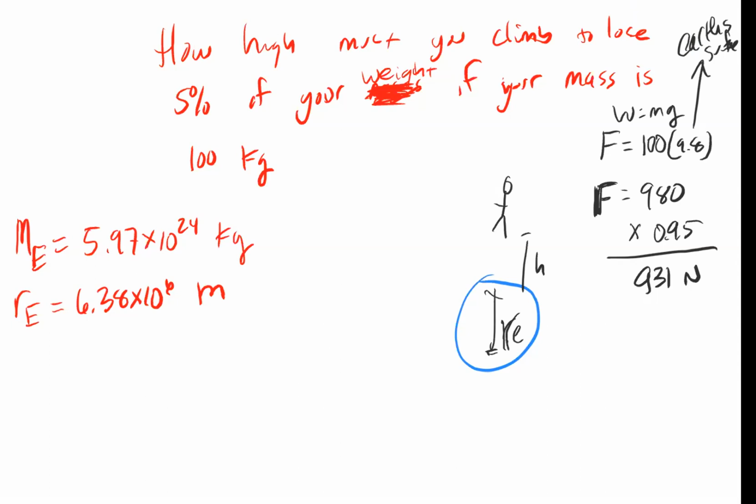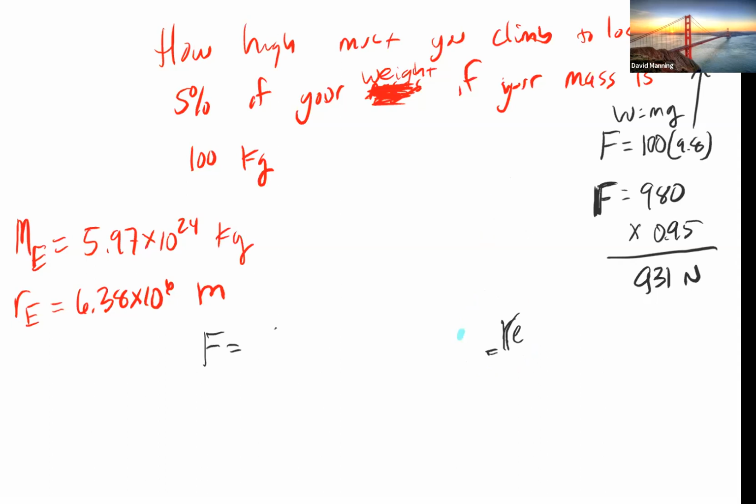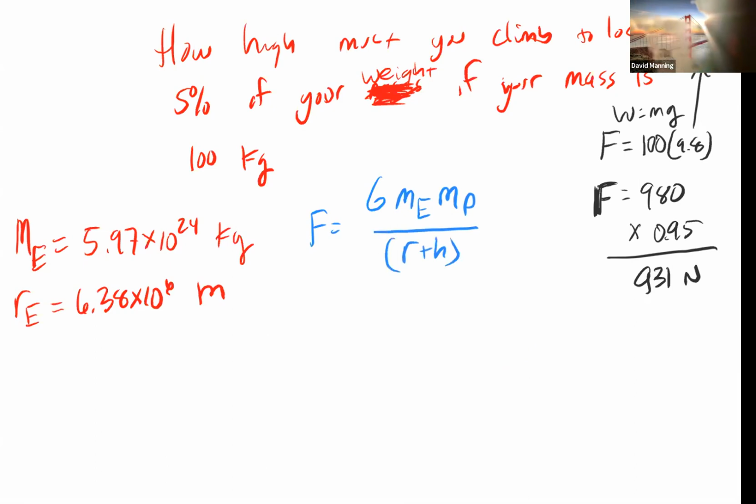So now when we set it up, F equals, I'm going to run out of room. I've got so much going on here. I'm going to erase this terrible picture. Do it in blue, separate it. F equals big G, mass of the Earth, mass of the person, over the radius plus the height squared. Our goal is to find H.